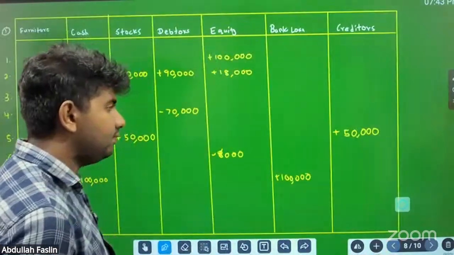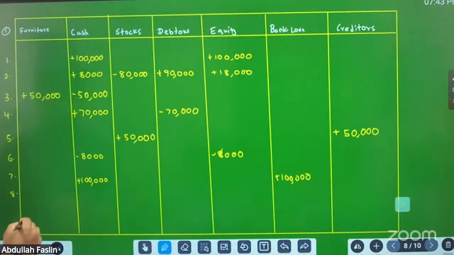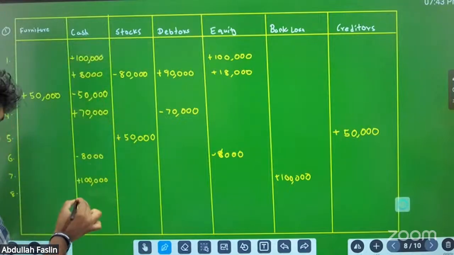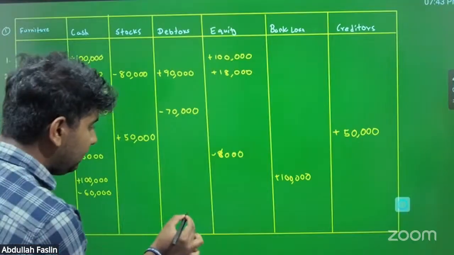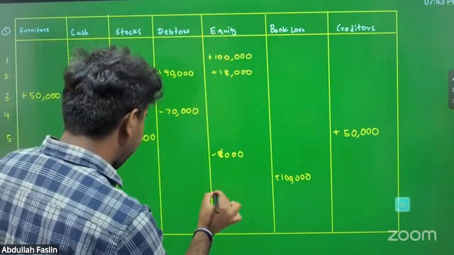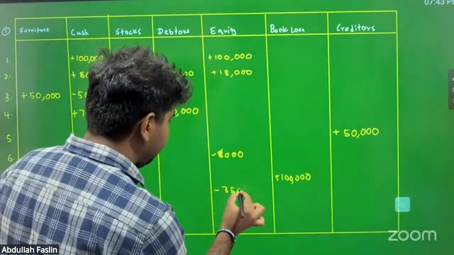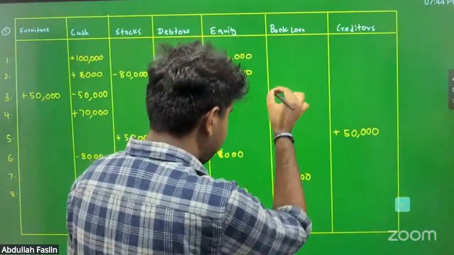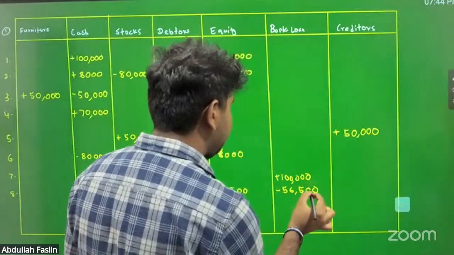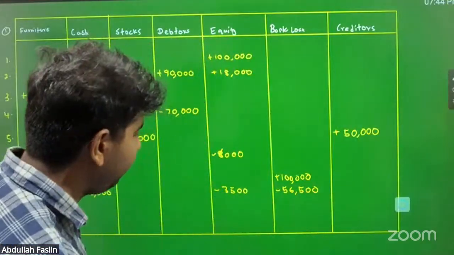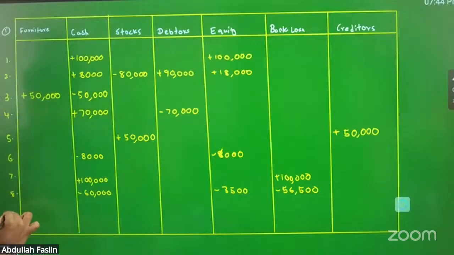All right, so let's write down that one. You are paying totally 60,000. Inside this 60,000, interest means expense. Therefore, equity minus 3,500. Loan portion minus 56,500. Write down this and put that.